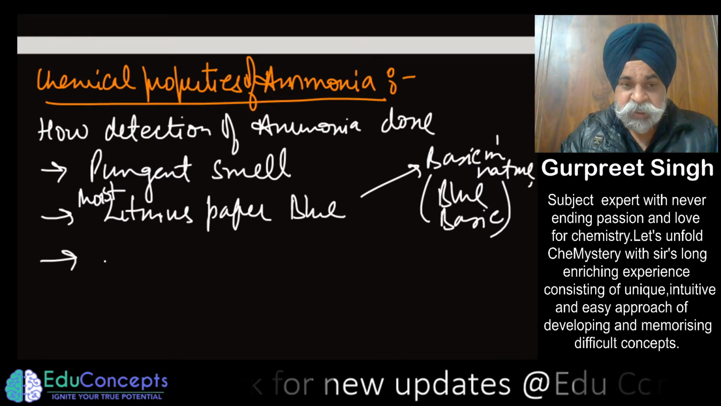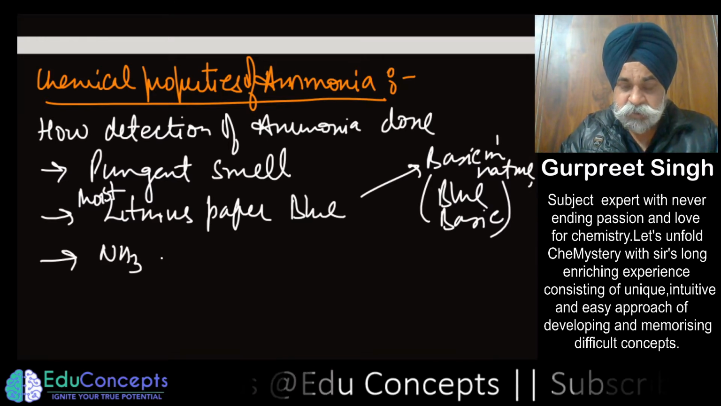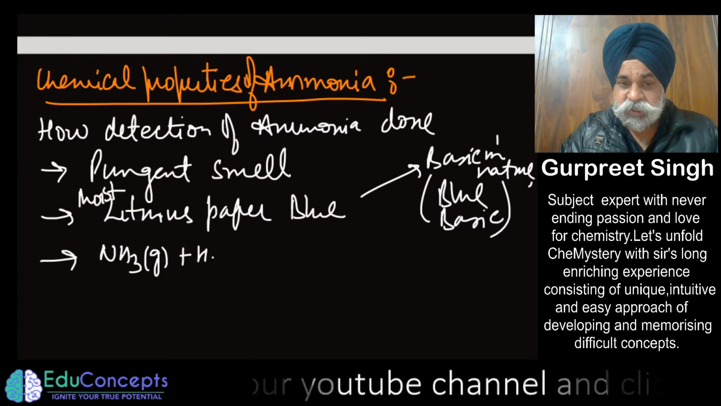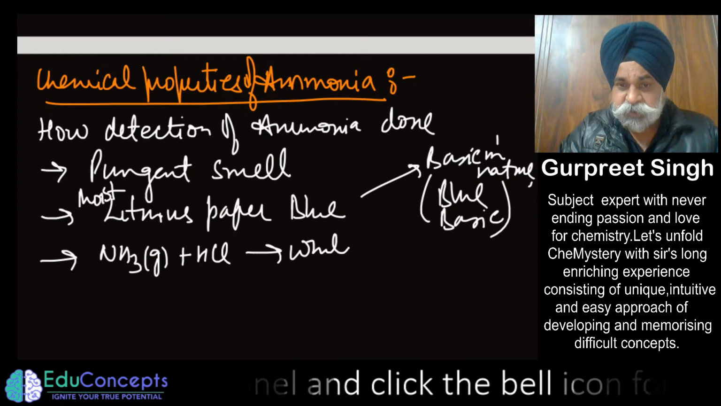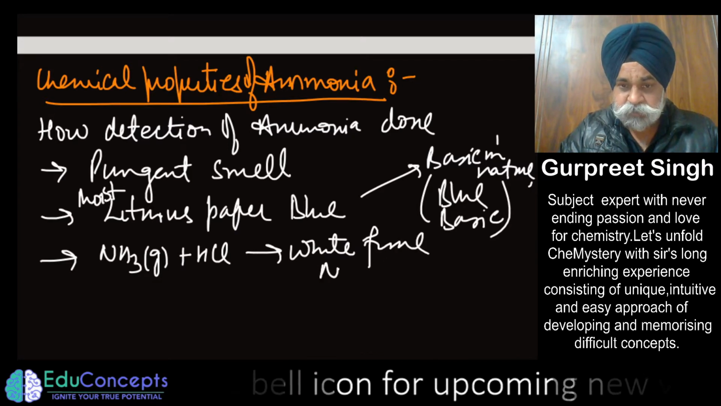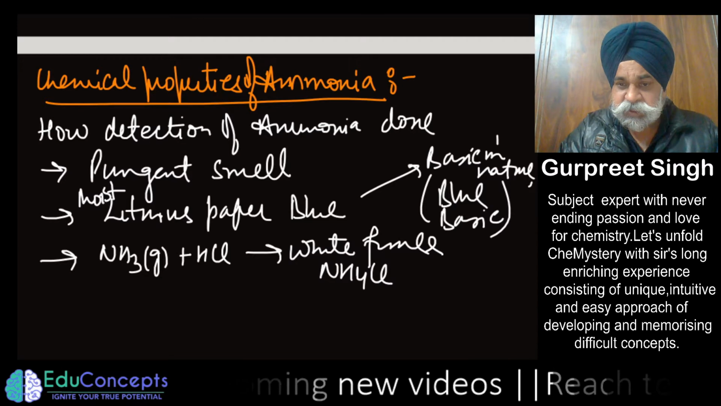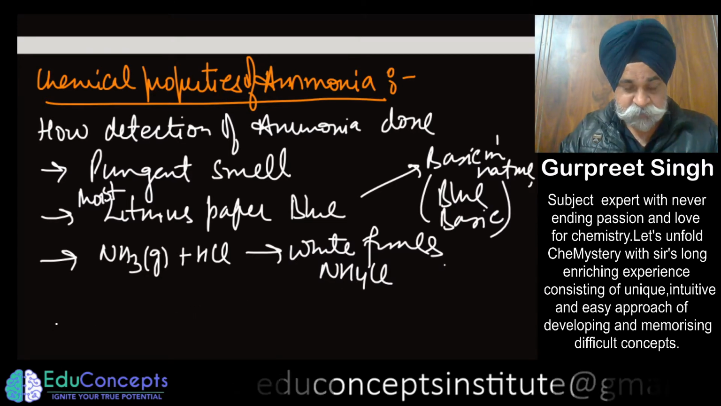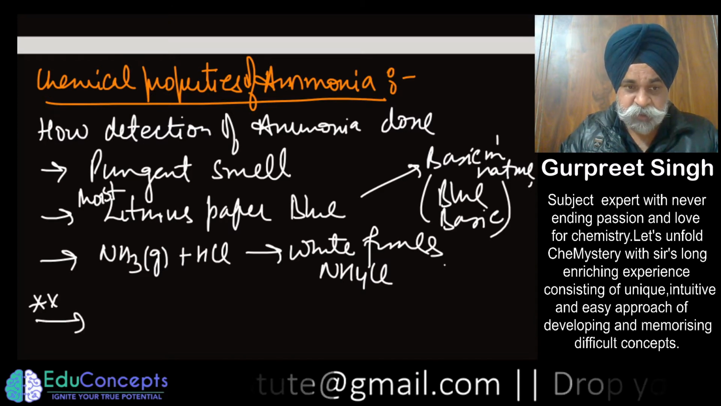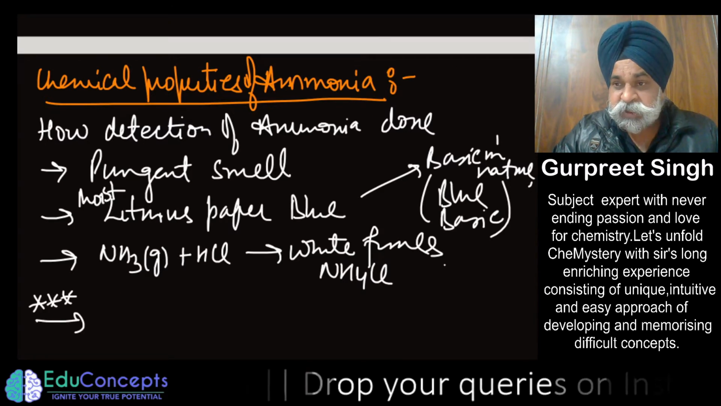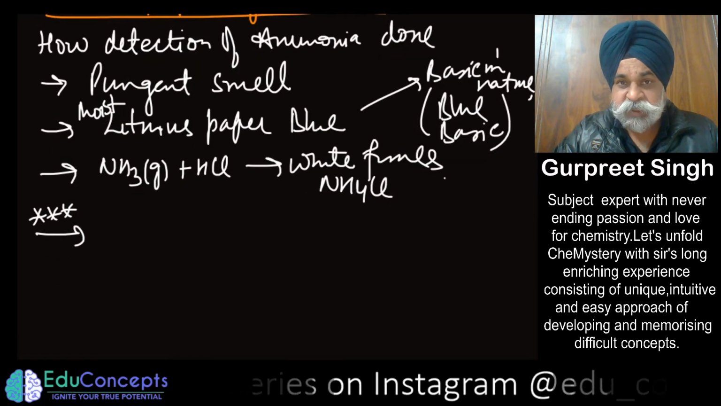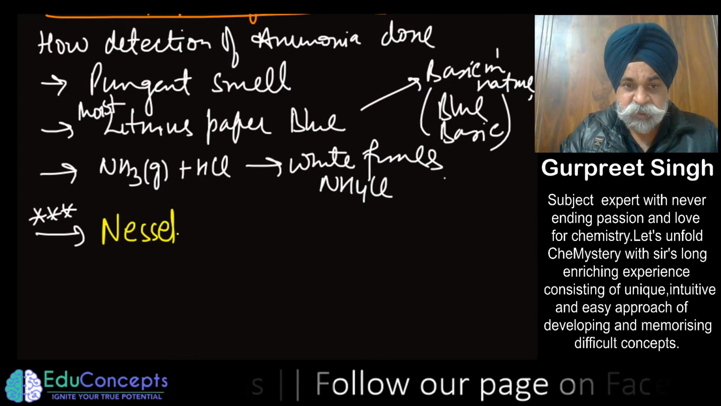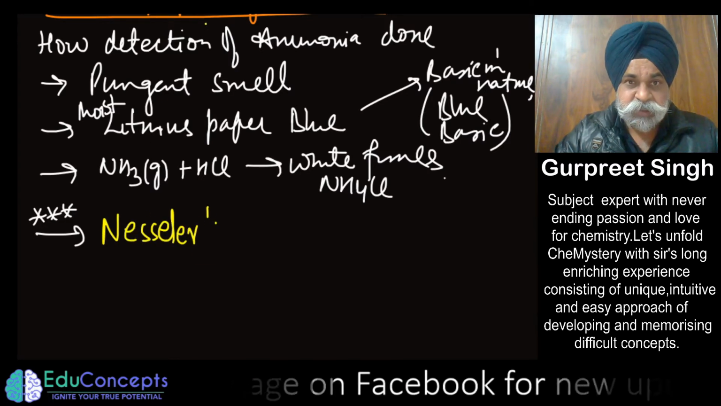Third, ammonia gas when treated with HCl forms white fumes of ammonium chloride, which we have already said in the preparation also, because the reverse reaction we have dealt with. Fourth, which is the most important one, is one of the best and very popular methods: treating it with Nessler's reagent.